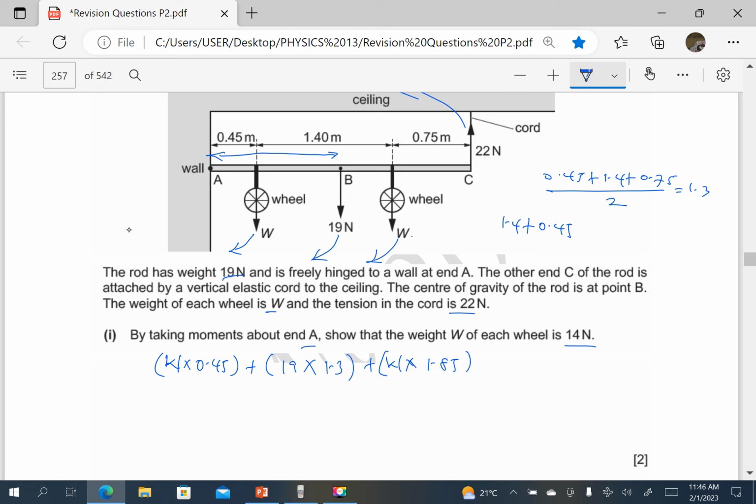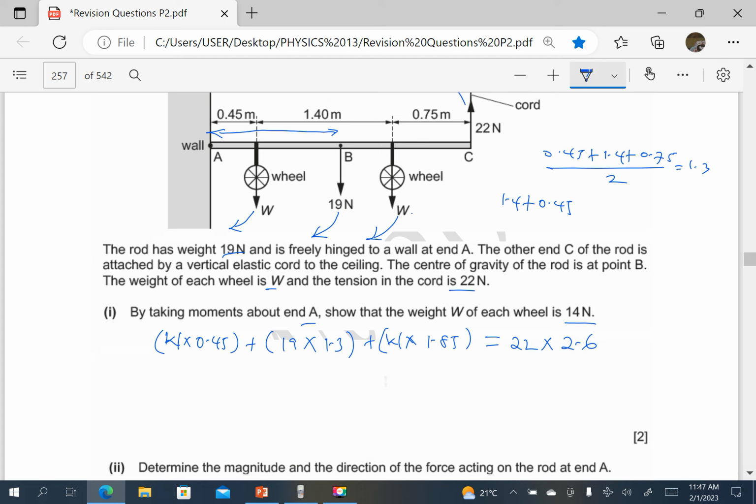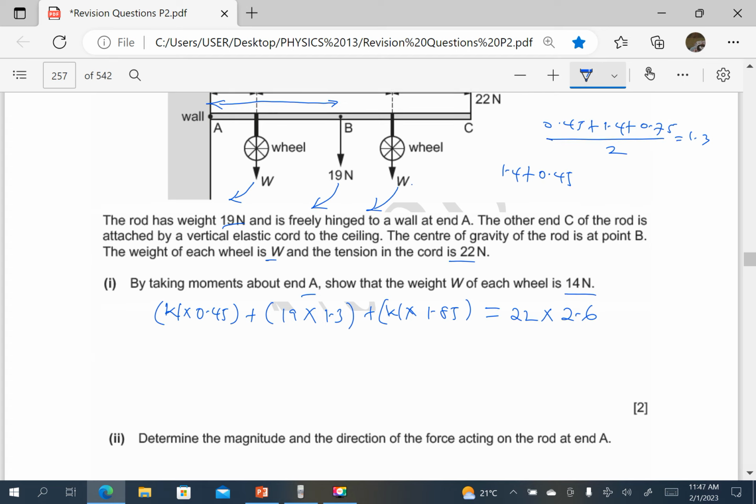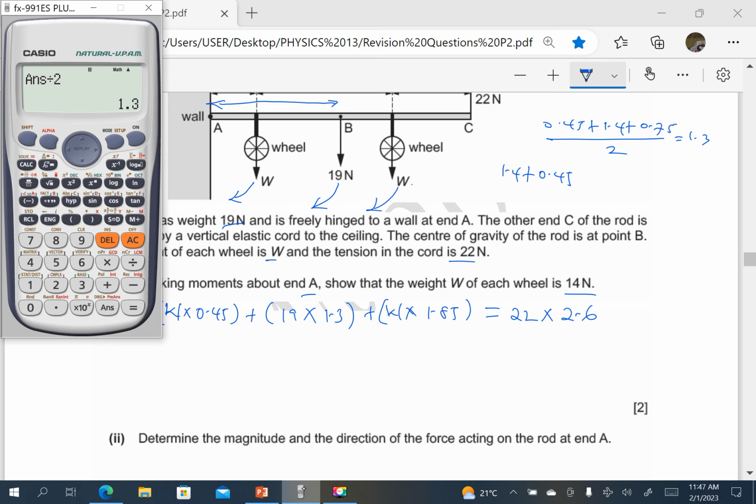Those are clockwise moments. This should be equal to anti-clockwise moments, which will be 22 times perpendicular distance, which is 0.45 plus 1.4 plus 0.75, which is 2.6. That is 2.6. So we can collect like terms and sum up. So we have 0.45 plus 1.85, that is 2.3 W.